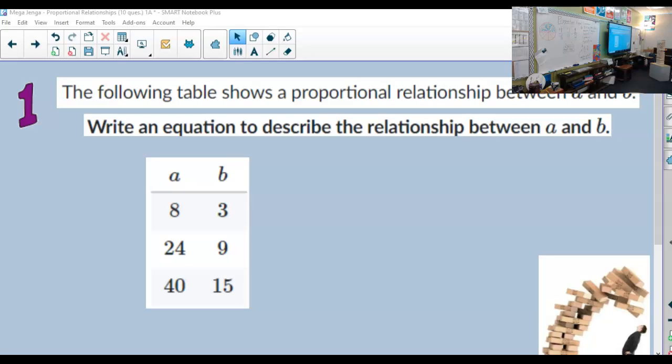Now you need to make sure you think about, is that A equals that times B, or is it B equals that times A? Is it A equals or is it B equals?